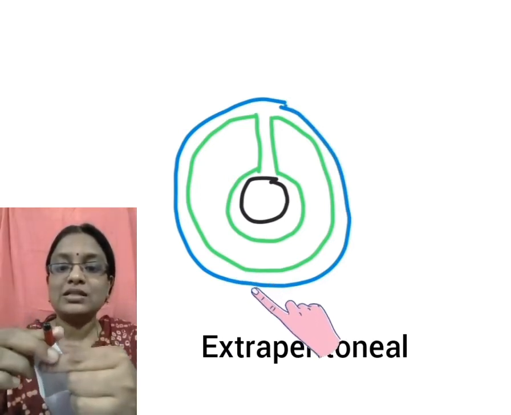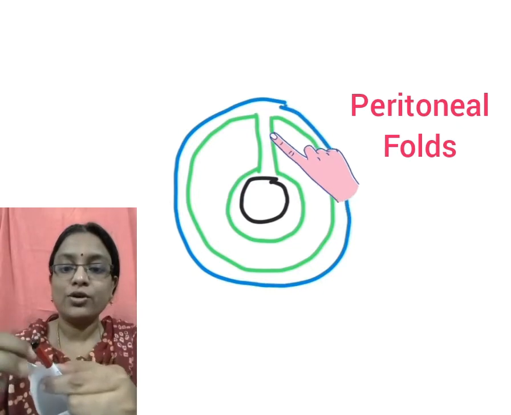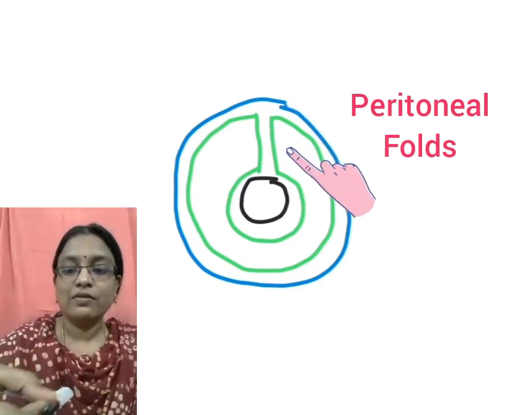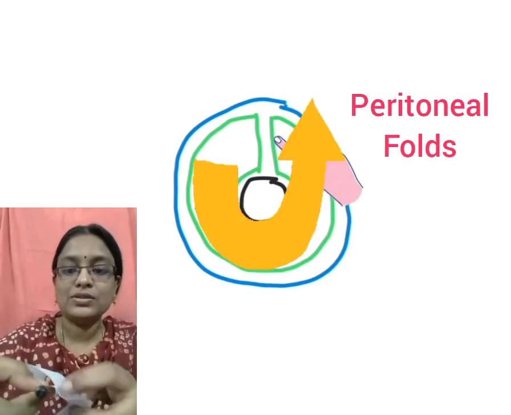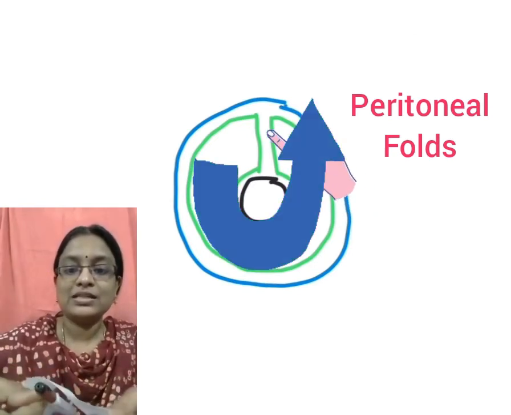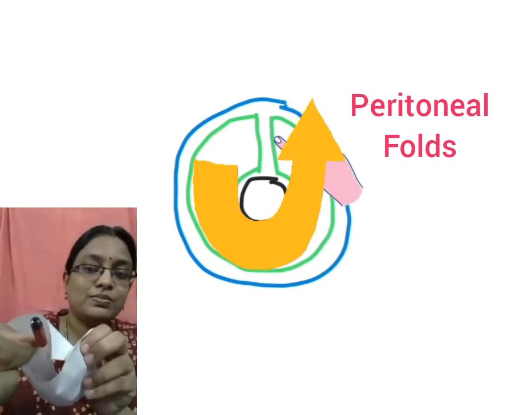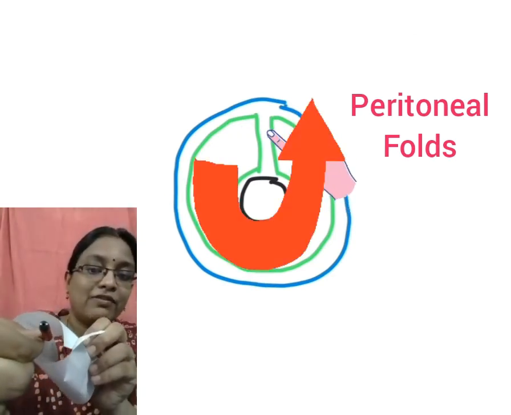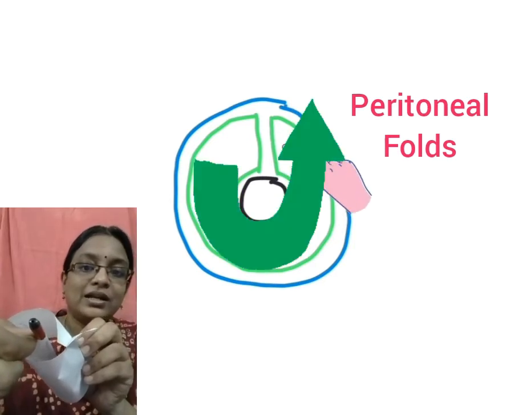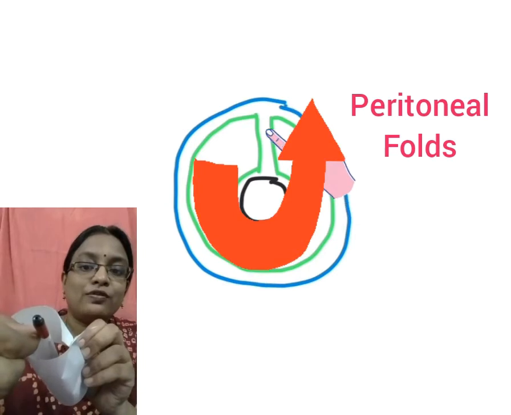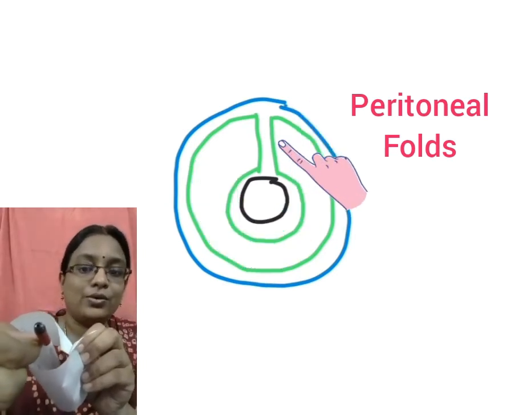Now you can see these peritoneal folds. These peritoneal folds are within the cavity. Can you see? My fingers are holding the peritoneal fold, and this peritoneal fold is within the peritoneal cavity. You can see that, right? So these peritoneal folds are called intraperitoneal.